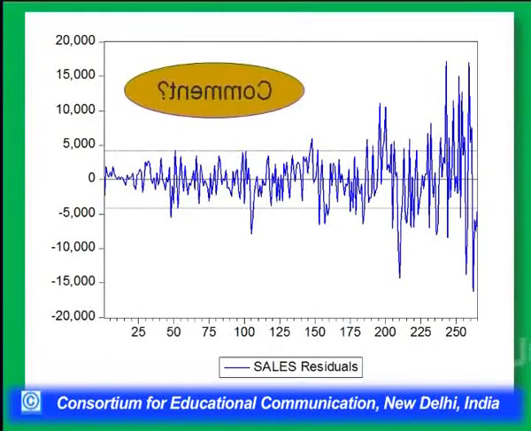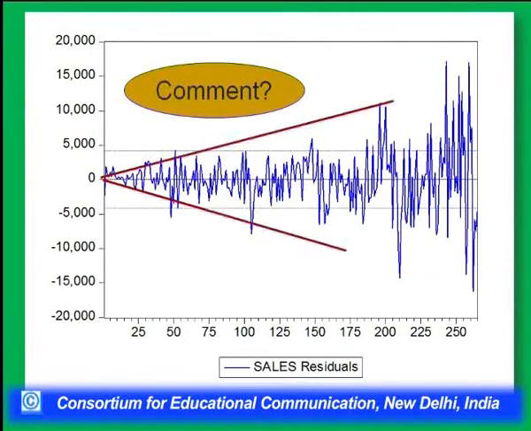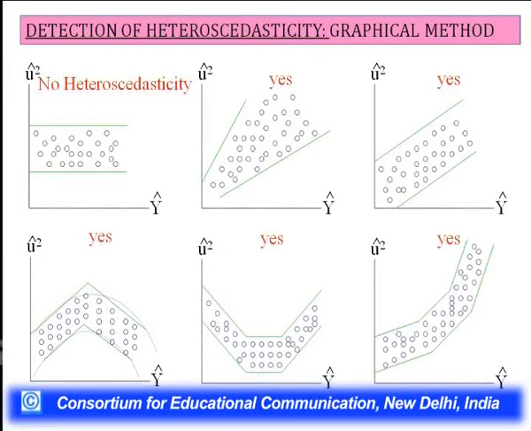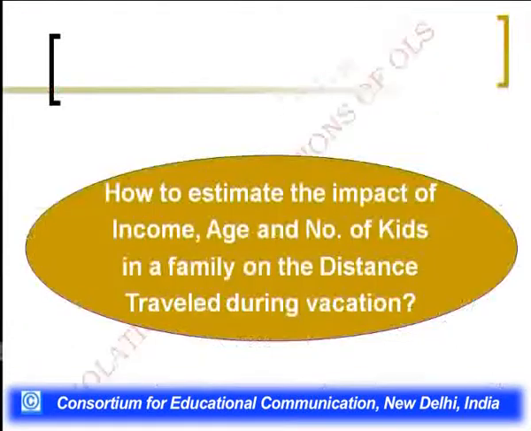If the scatter plot of the residuals looks like a graph like this, what is your comment? Now, this is how we detect the heteroskedasticity with the graphical method. On the left hand side, there is no heteroskedasticity. Then if you see the second one, we have it, in the third also, and in the fourth, fifth and sixth also. So this is how we detect heteroskedasticity using a graphical method.